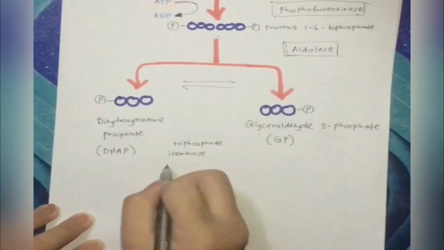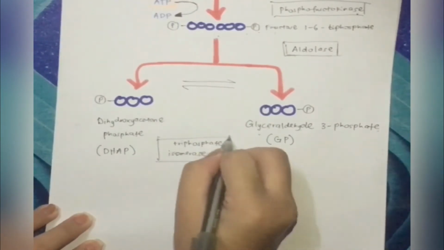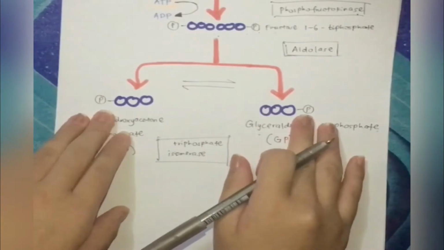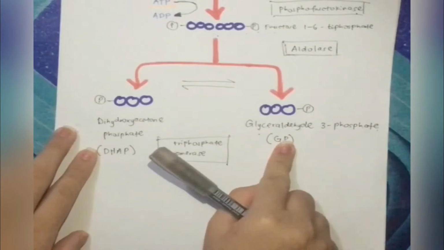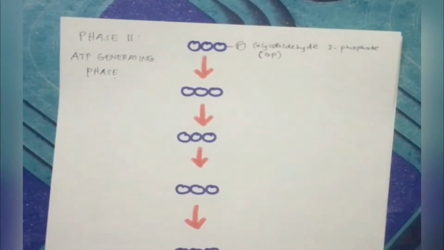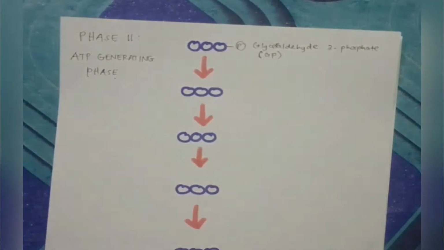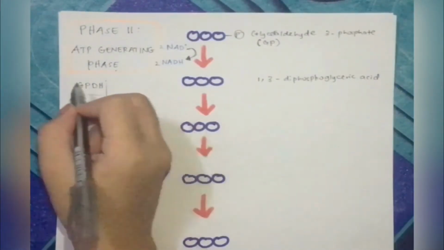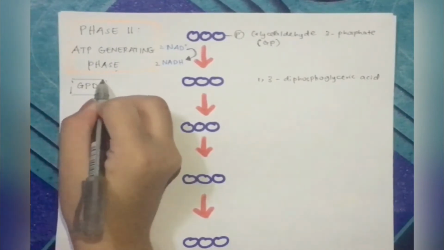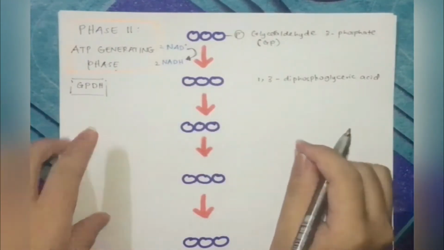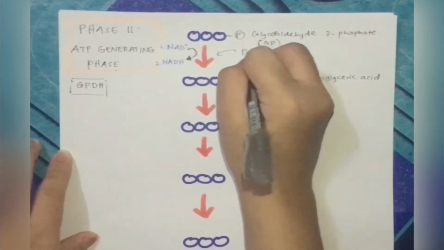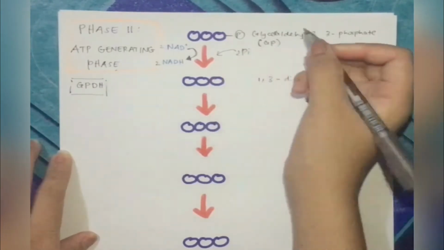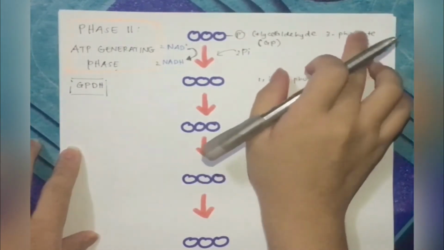The enzyme triphosphate isomerase rapidly interconverts the molecules dihydroxyacetone phosphate and glyceraldehyde 3-phosphate. The next step is phase 2, which is the ATP generating phase. Glyceraldehyde 3-phosphate dehydrogenase, GPDH, dehydrogenates and adds an inorganic phosphate to glyceraldehyde 3-phosphate, producing 1,3-diphosphoglyceric acid.